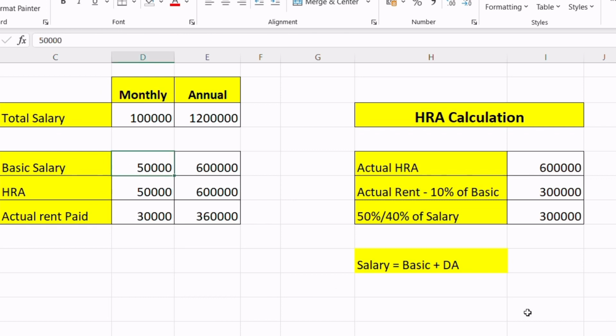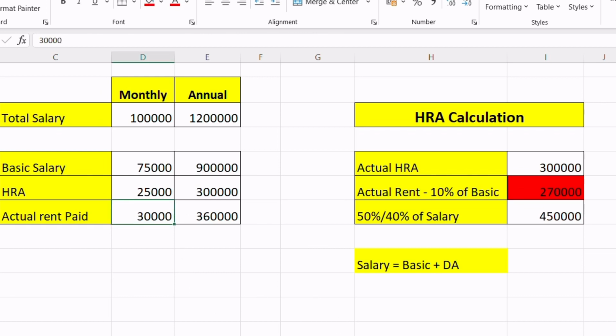In the same example, if we assume that his basic salary is now 75,000, so his HRA becomes 27,000. Actual rent remains the same. So now we see the minimum of the three becomes 2,70,000. So this part becomes the HRA exemption.